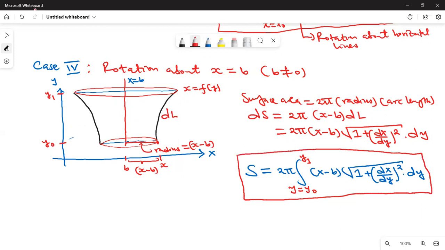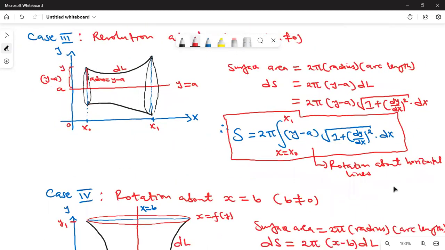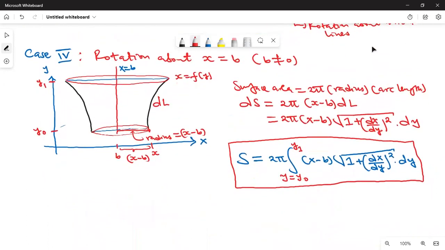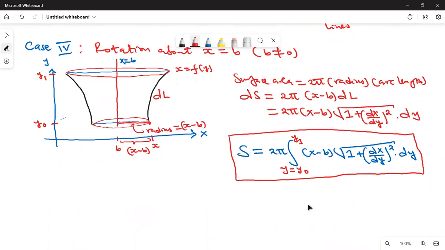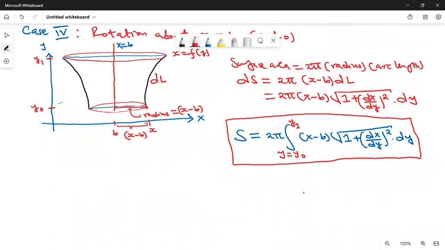And in this case 4, when b is equal to 0, it will reduce to case 2. Take note of that. And also case 3, when a is equal to 0, you go back to case 1. So what about a slant line? When you rotate about a slant line, is it possible? You go check on that one. So I want us to look at some examples.